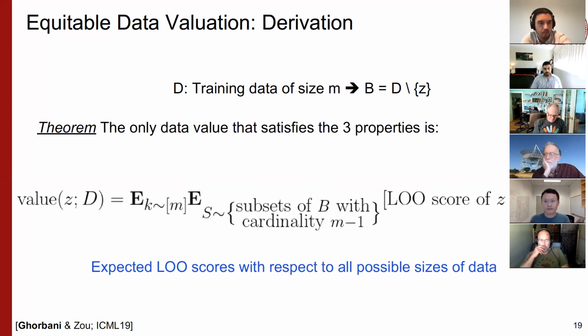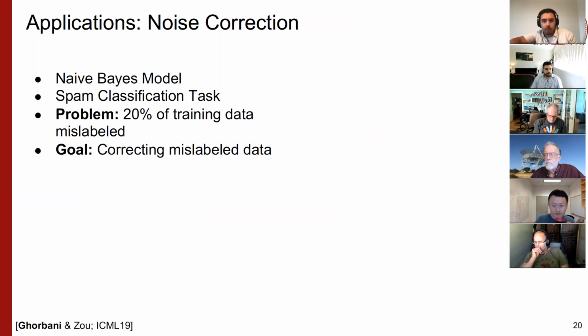Well, this seems like a very informative measure because you're looking at the data point's marginal contribution to many different sizes of data, so under many different contexts. So it should say how good or how bad a data point is, or how useful it is. And that's exactly what we did.